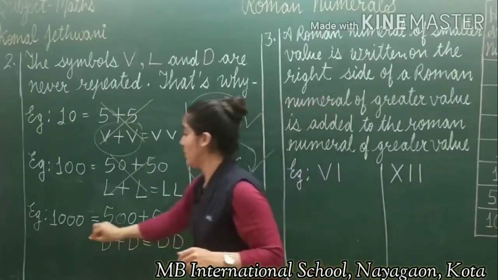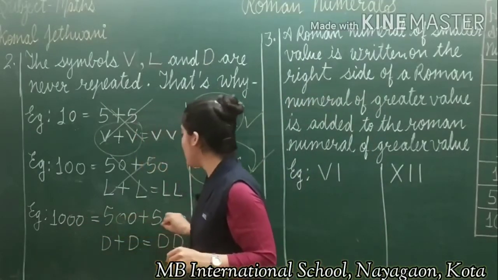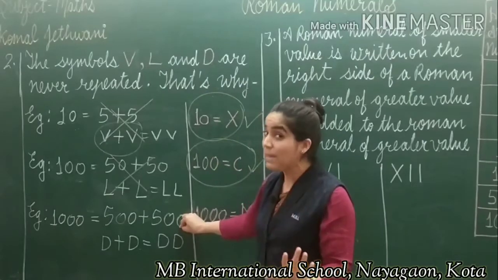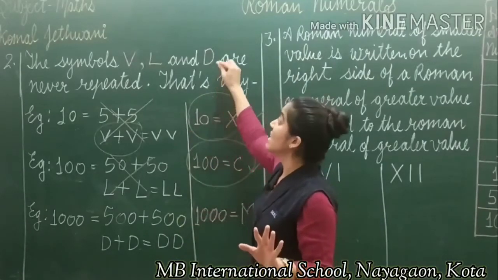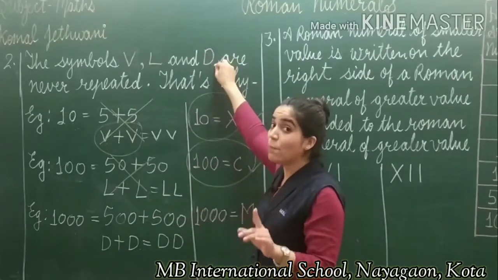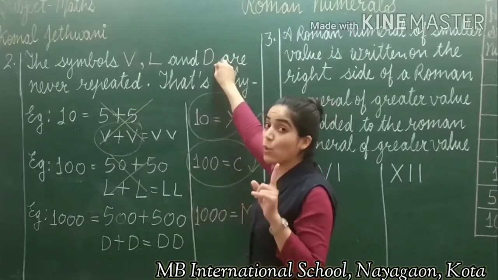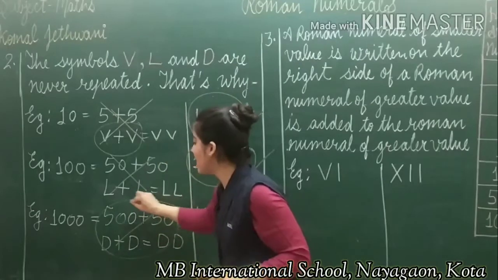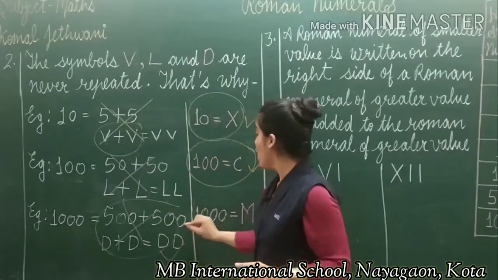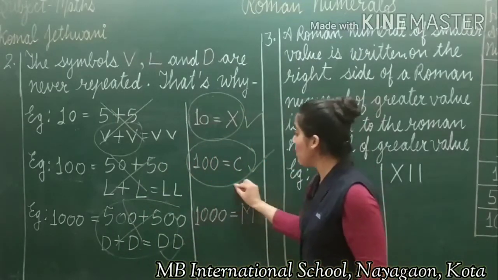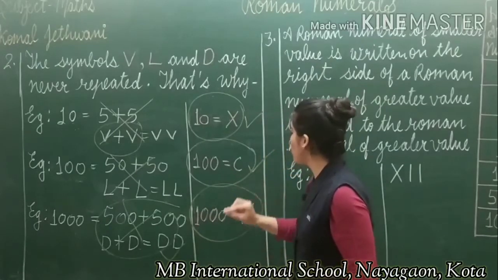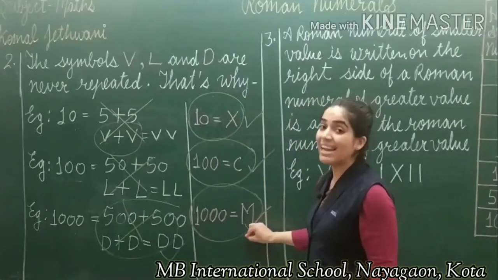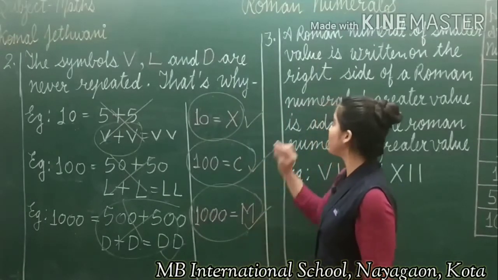Next, 1000. Can 1000 be written as 500 plus 500? No, it cannot be written, because the rule says D, 500, cannot be repeated. It can be written only once. So that's why this is absolutely wrong. We cannot write 1000 like DD. We write 1000 as M. We have given the 1000 Roman numeral symbol as M. This is the right Roman symbol of 1000.